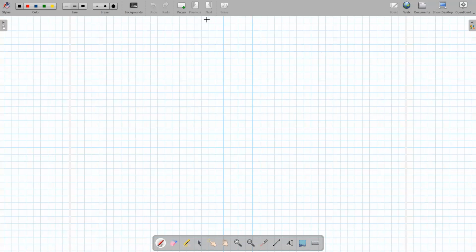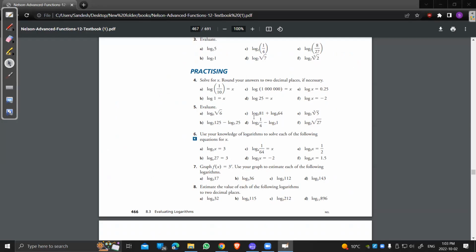So it's pretty straightforward. If you have something like log base b of a equals c, you can rewrite this as b to the power c equals a, right? That's it. That's the crux of it. Let's see what they got for us.